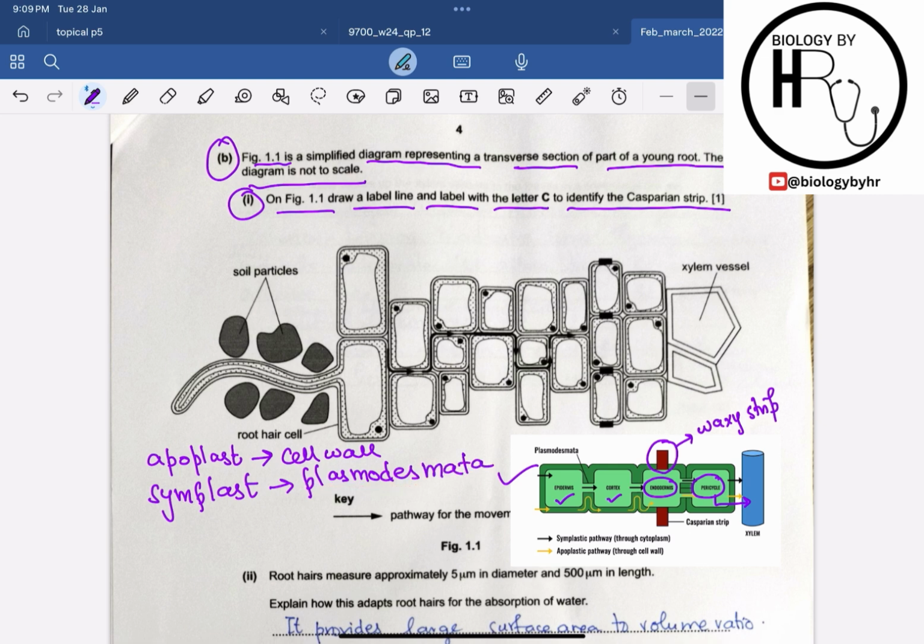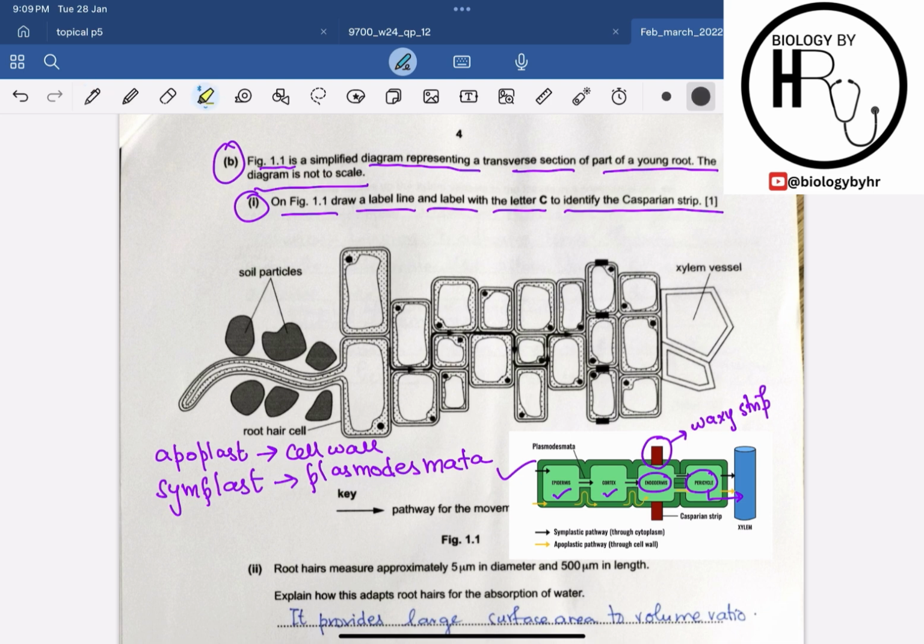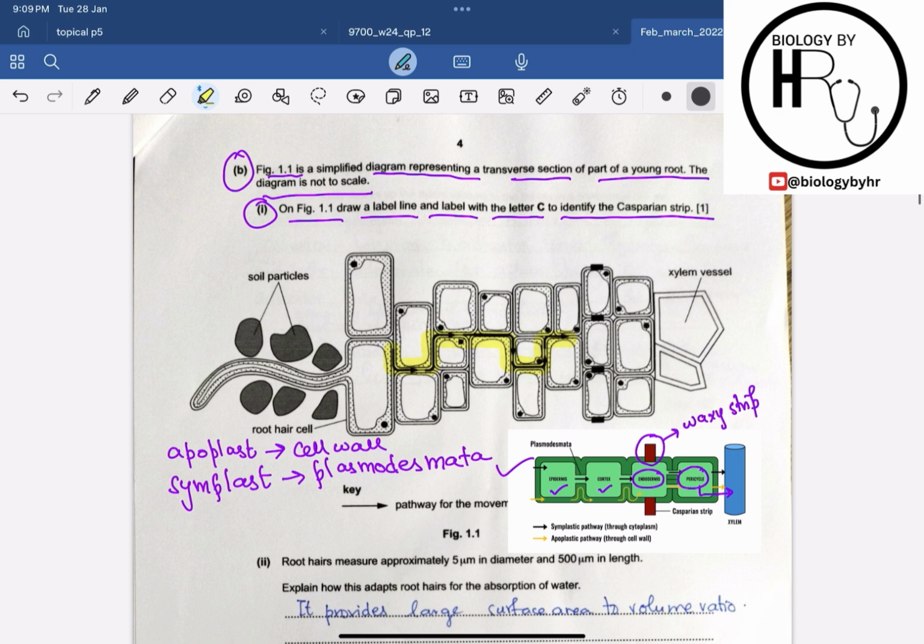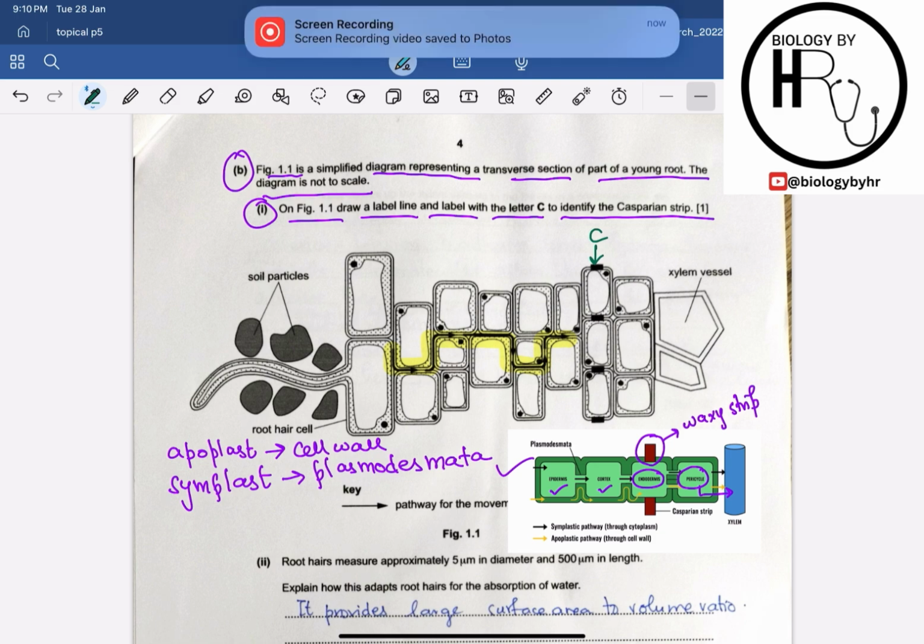right? And over here in this diagram they are basically showing you the apoplast pathway in which the water is being moved through the cell wall, right? Now in the question, basically let's come back to the question, and they are in the question saying that draw a label line and label with the letter C to identify the Casparian strip. So where is the Casparian strip over here? Basically this is the Casparian strip over here. Alright, so we will label this with the letter C.